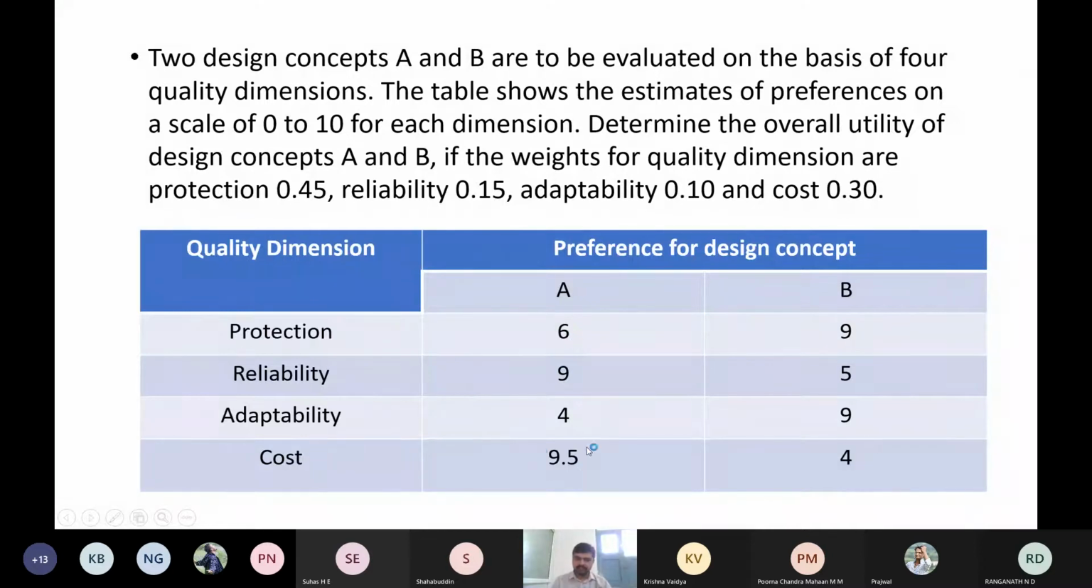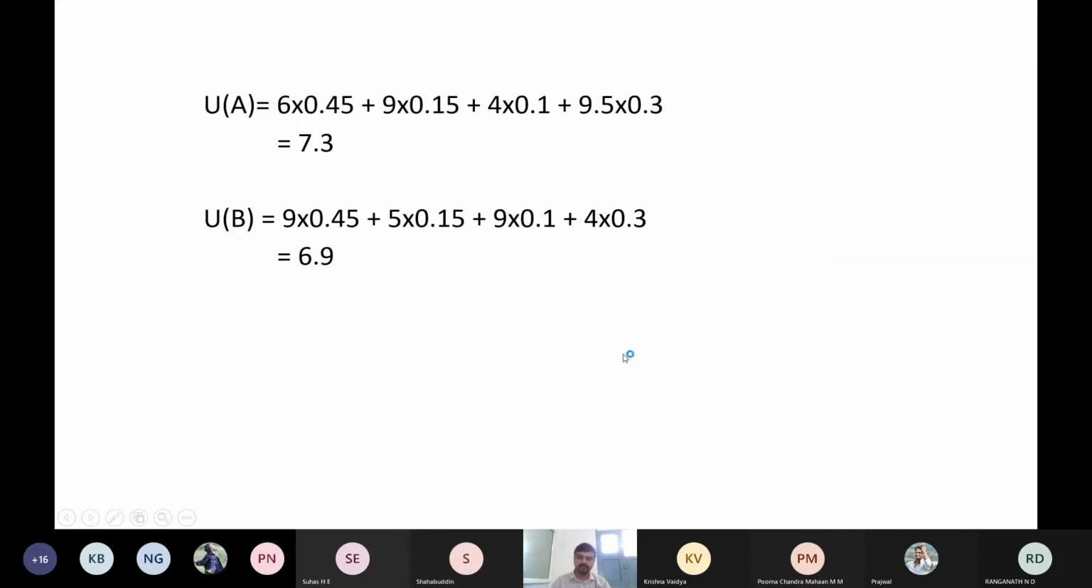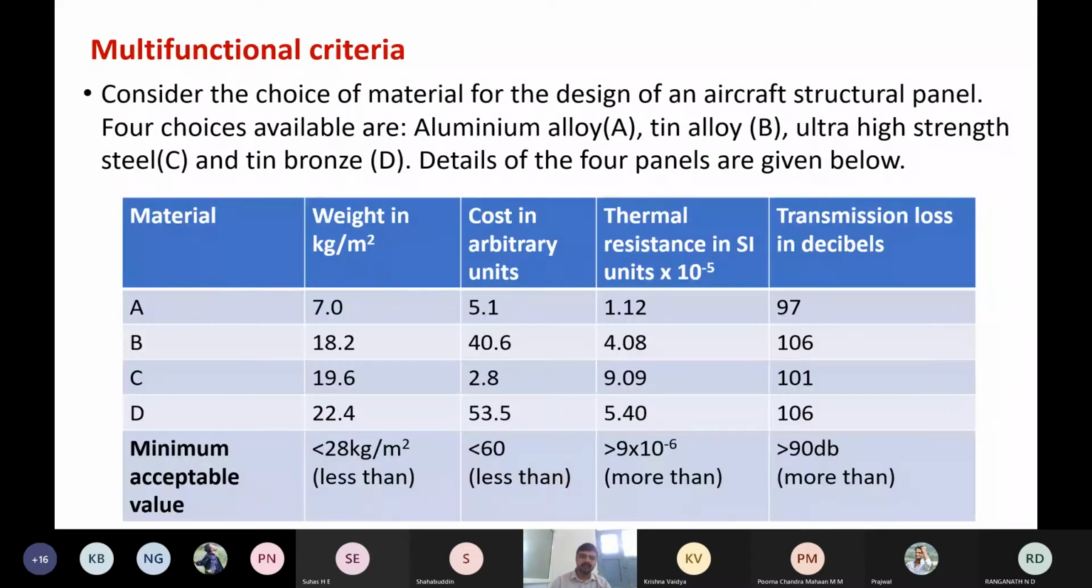Based on that we have added all values, and also we considered weightage values. By considering weightage and utility numbers or preference numbers, we determined the utility of design concepts A and B in the previous class. In today's class we are going to solve only one problem. Okay, this is that problem.